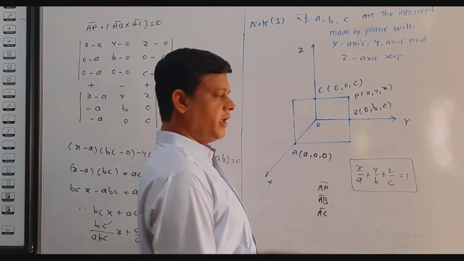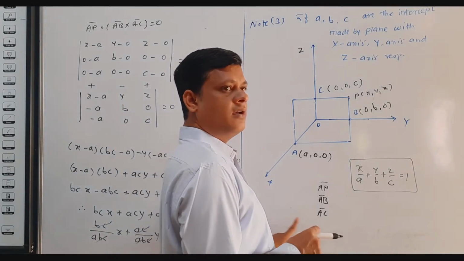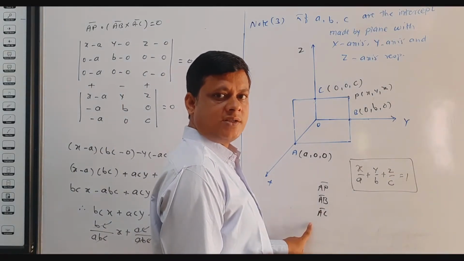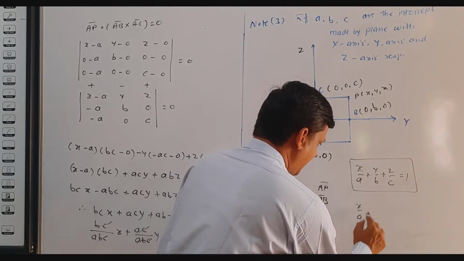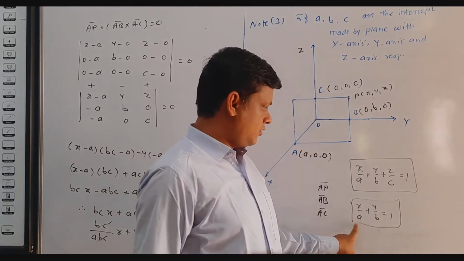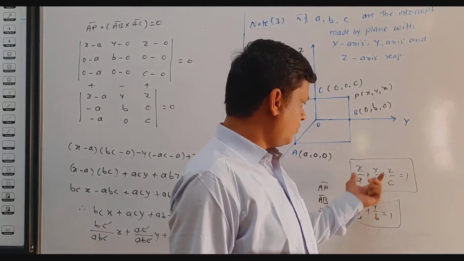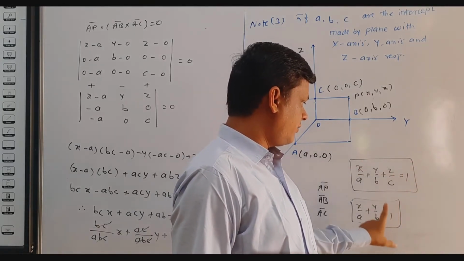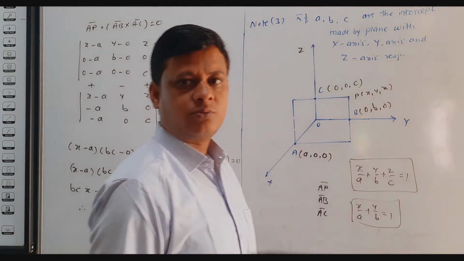We know that the equation of a line intercepting the x-axis and y-axis at a and b, we write as x by a plus y by b equals 1. This is the 2D form and we require the 3-dimensional form, so we write the z coordinate here. Remember, you can compare this with this form.